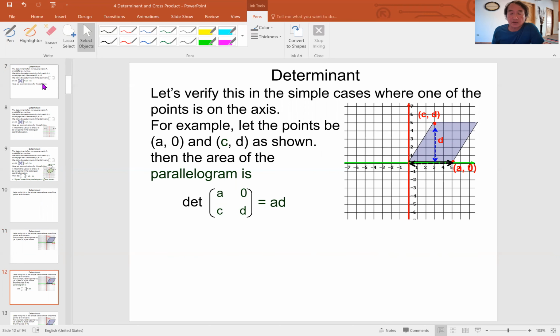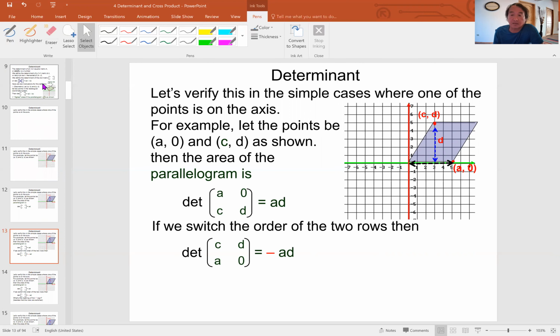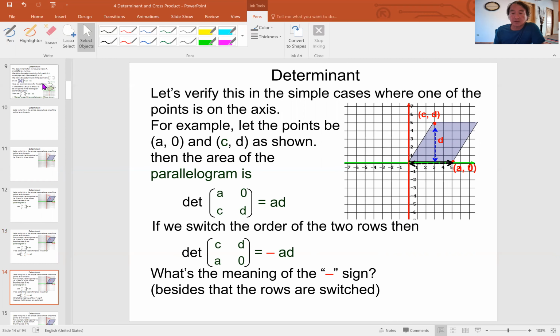And here's a simple verification. You can check the case where one of the points is on the x-axis, and the determinant you get is the area of this particular parallelogram. If I switch the order, notice the determinant calculation yields a negative number. That's what I mean, we get a signed area. So if I switch the order, I get a negative area.